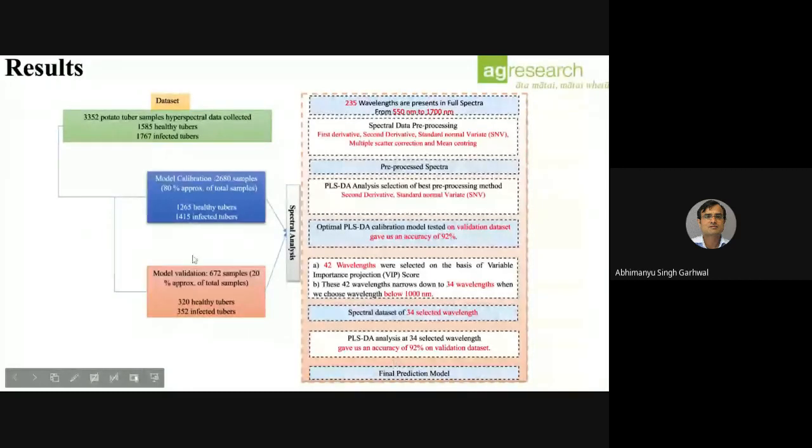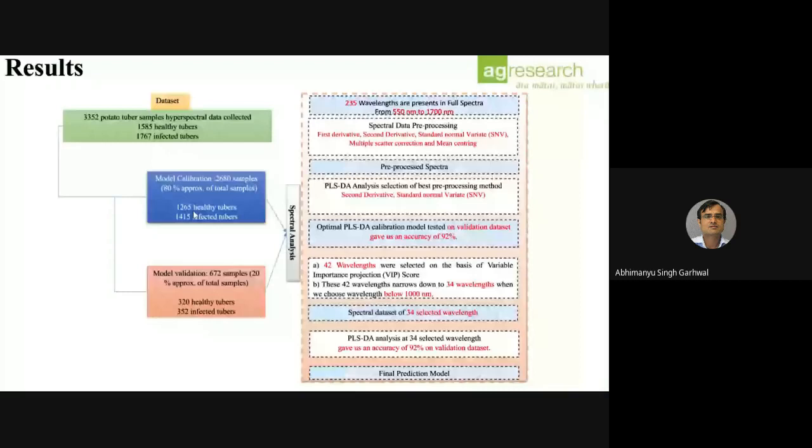So that's the calibration process, 3352 potatoes. This is the data set. During calibration, 2,680 samples, out of which 1,265 are healthy tubers and 1,415 are infected tubers. After that, we did model validation on 672 samples. That means 20% of the total sample, 320 healthy tubers and 352 infected tubers.